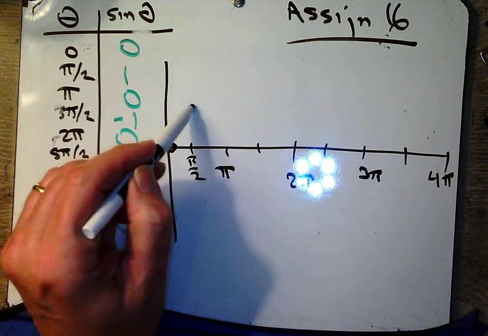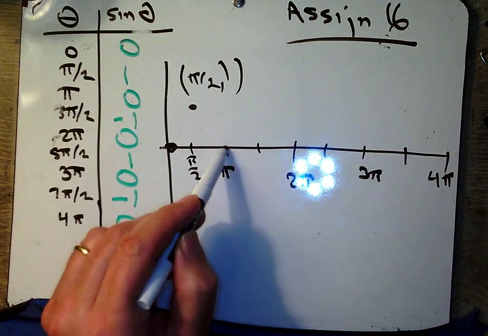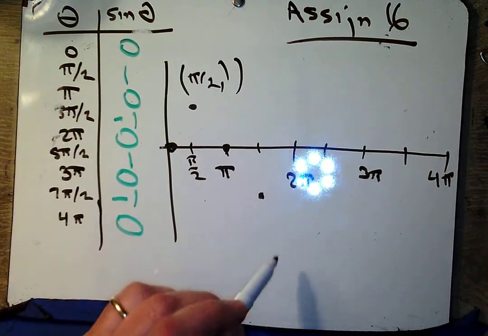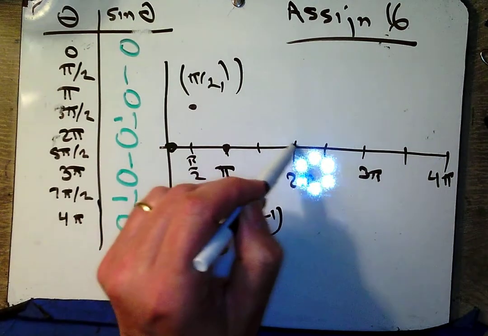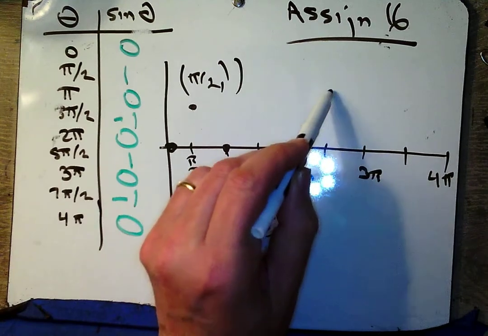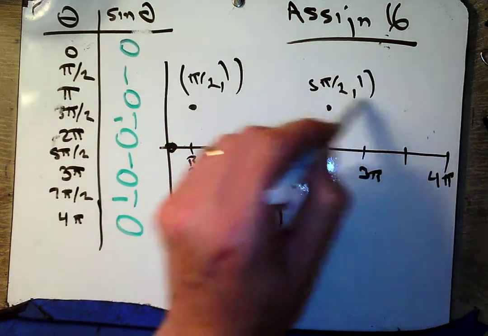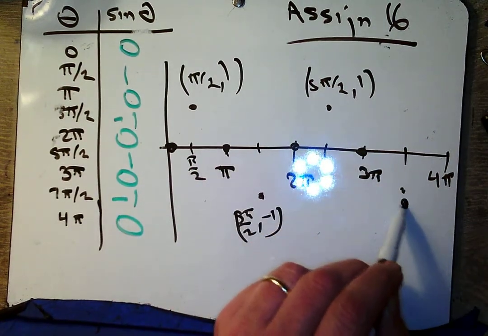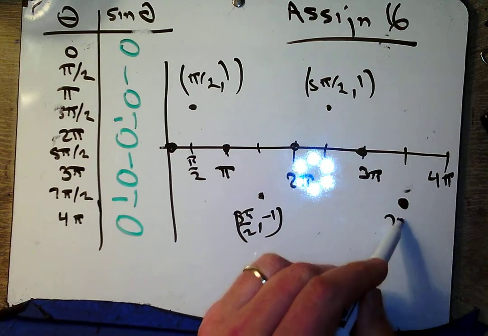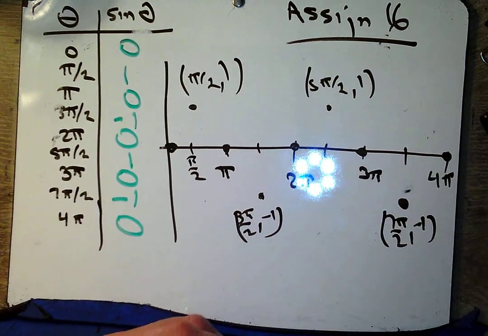pi over 2, 1, pi, 0, 3 pi over 2, negative 1, 2 pi, 0, 5 pi over 2, 1, 3 pi, 0, 7 pi over 2, negative 1, and here 4 pi.